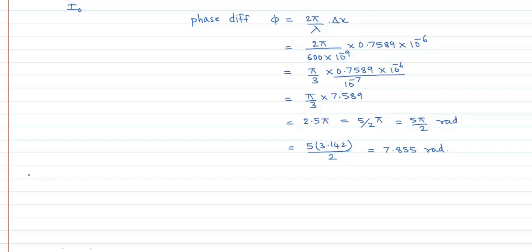Second, he has asked intensity ratio. So we know that resultant intensity at any point is equal to intensity of central maxima into cos square phi by 2, where phi is the phase difference between those. So now if I take the ratio, resultant by I naught, this is equal to cos square phi by 2.